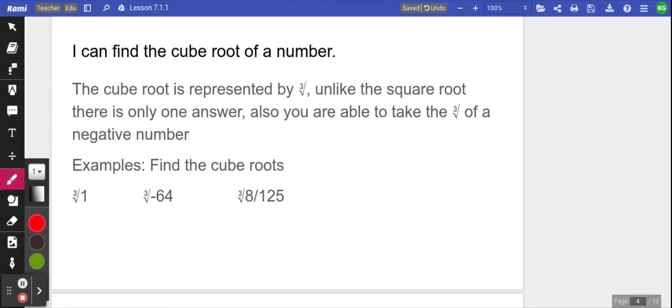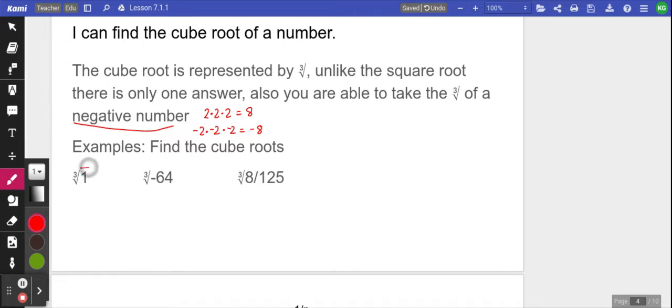Next, we're going to be talking about the cube roots of numbers. When we do the cube root of a number, unlike the square root, there's only going to be one answer, and you are able to take the cube root of a negative number. So if I did 2 times 2 times 2, that would give me 8. But if I do negative 2 times negative 2 times negative 2, that is a negative 8. So we can take the cube root of negative numbers.